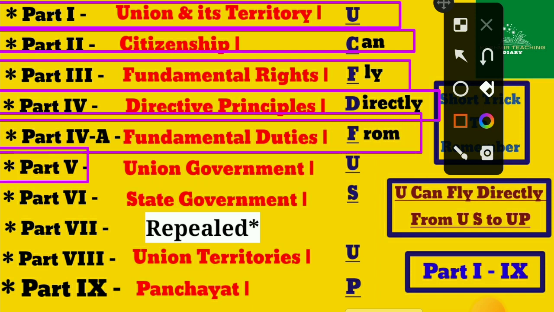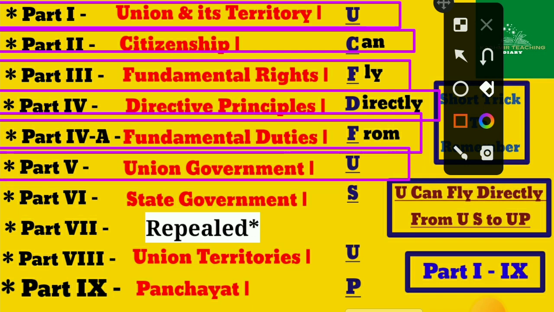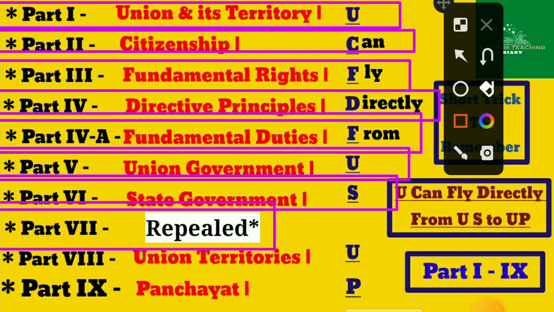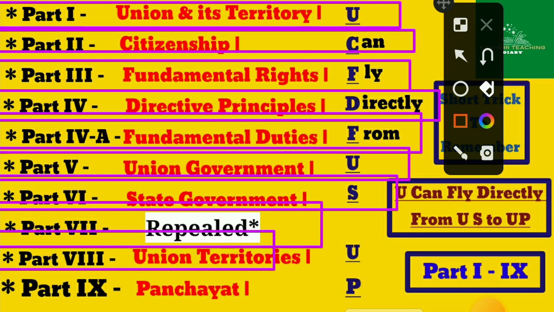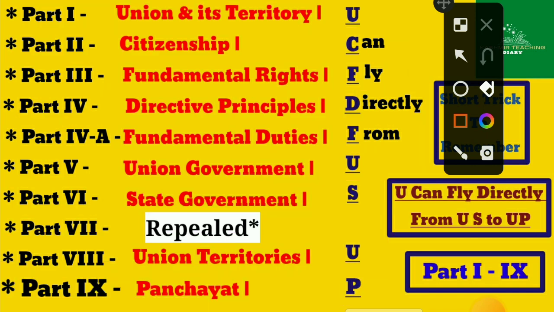Part 5th deals with union government. U stands for union government. Part 6th deals with state government, S stands for state government. Part 7th was repealed by the 7th Constitutional Amendment Act of 1956. So part 7th stands deleted. Part 8th deals with union territories, U stands for union. And part 9th deals with panchayats, and P stands for panchayat. So via this short sentence, you can fly directly from US to UP.